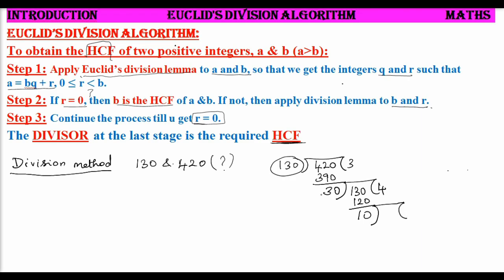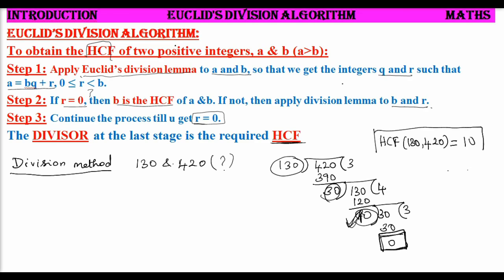We'll divide this next divisor 30 by 10 so that we get the quotient to be 3 and the remainder to be 0. Once we get the remainder to be 0, we'll stop here and write the last divisor, that is the divisor that we used in the last step, as our HCF. So HCF of 130 and 420 is equal to 10. This is how we find the HCF of any two numbers using the continuous division method, right? This continuous division method is exactly what is called Euclid's division algorithm.